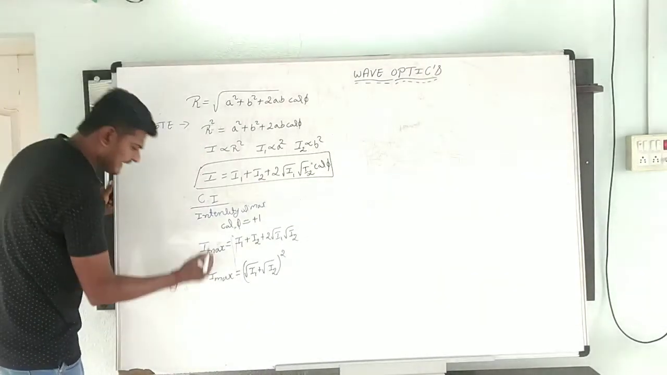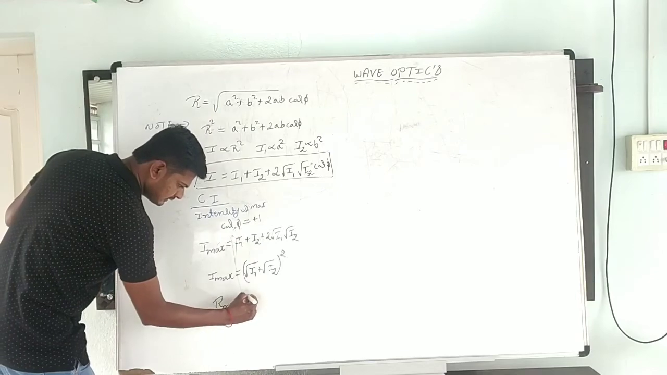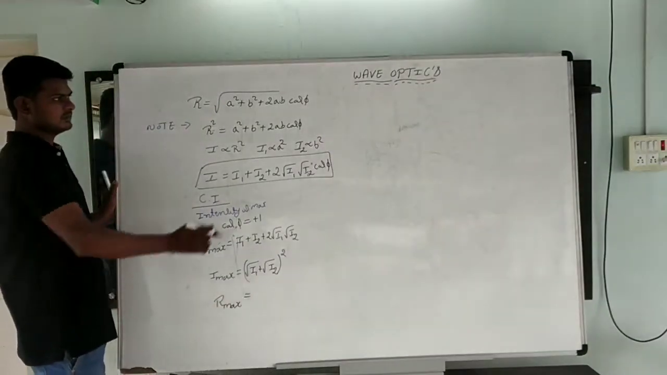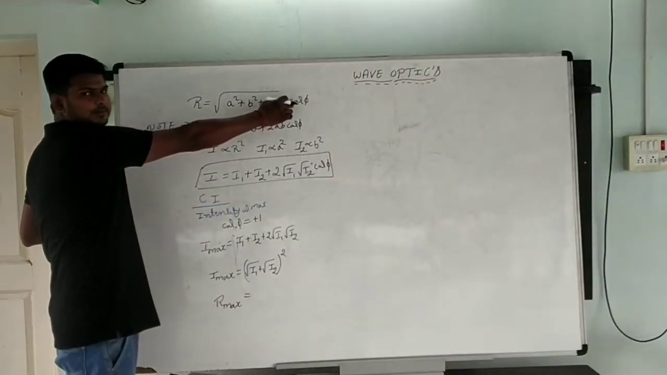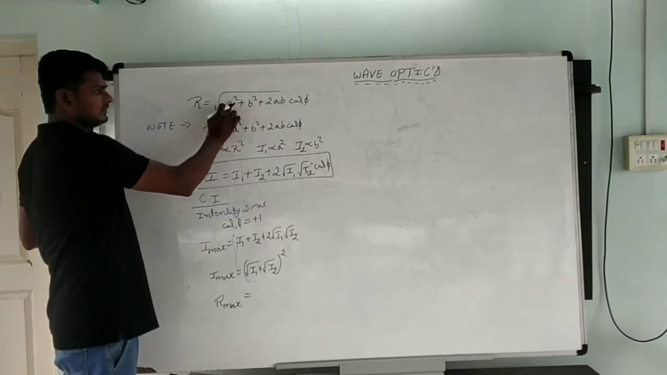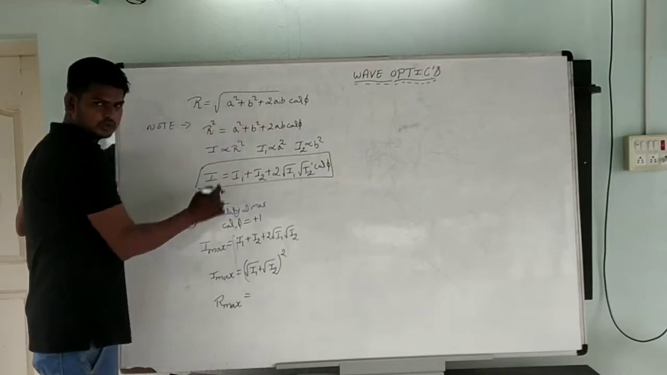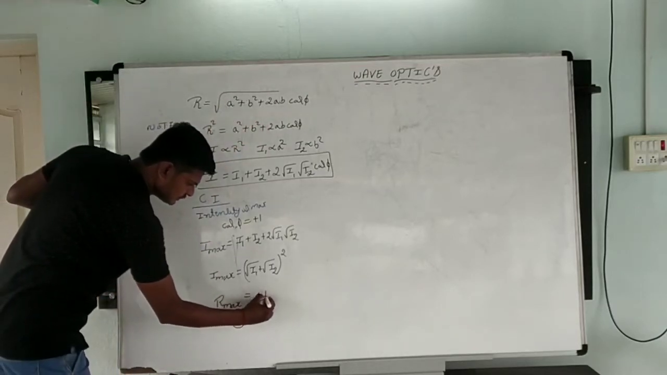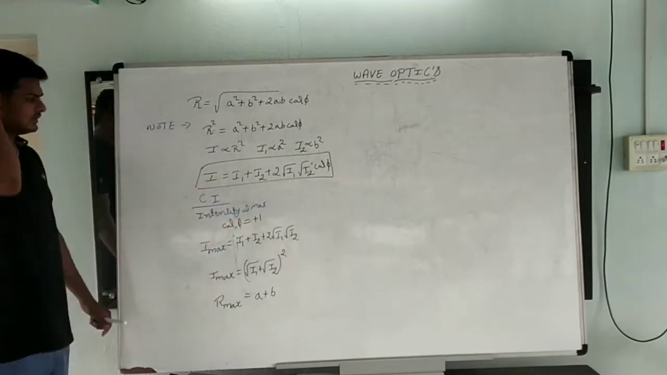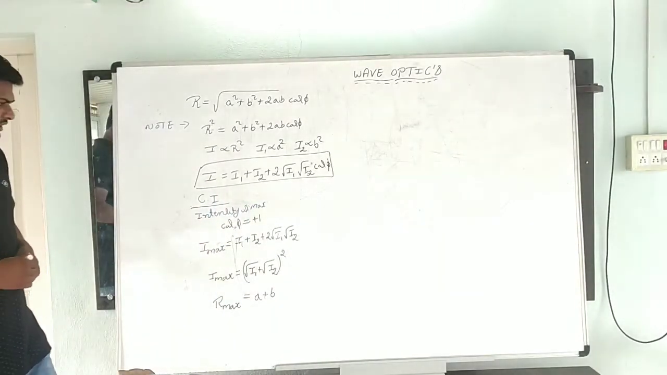In the same way, the maximum amplitude, R maximum. Here itself you can write R maximum. Again cos phi will be 1. Amplitude will be maximum when cos phi is equal to 1. Again R becomes A square plus B square plus 2AB, which is A plus B whole square, and the square and square root cancel. R maximum is equal to A plus B. This is constructive interference.